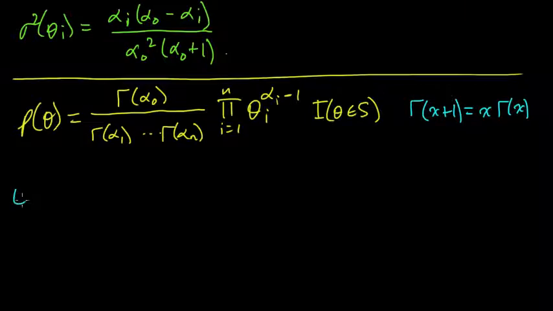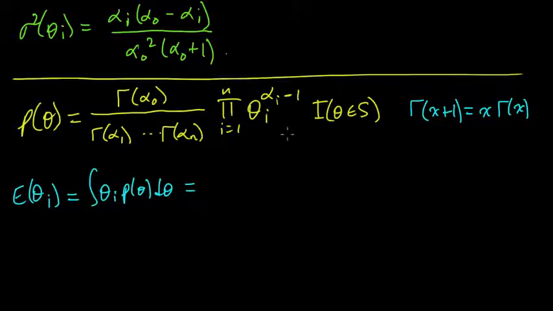So let's look at the expectation of theta i, and that's just, of course, the integral over all thetas of theta i times this density. And this d theta here, I'm just integrating over each of the coordinates. So I could write d theta 1 times d theta 2, etc., up to d theta n. And since the density only has support on the probability simplex, in fact, this is an integral only over that part. But you could make it the whole range of R if you wanted to.